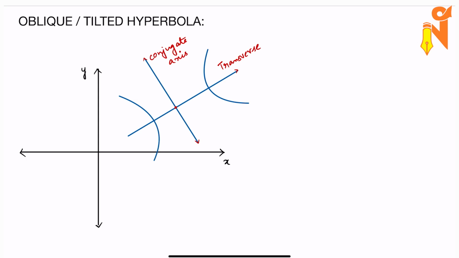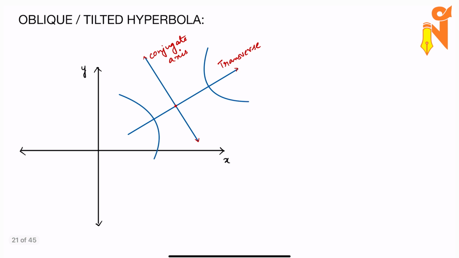Our next topic is the oblique or tilted hyperbola, where the center will not be the origin, and the transverse and conjugate axes will not be parallel to the x and y axes. I have shown the hyperbola in blue color. We are going to find the equation of this tilted hyperbola.